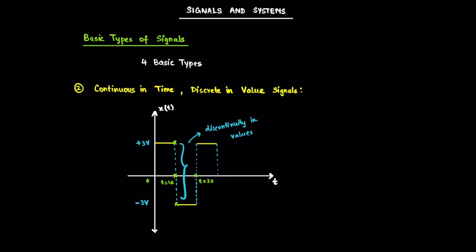So from t is equal to 0 second up until t is equal to 2 seconds, we can see that between 0 and 1 second the signal is at plus 3 volt, and between 1 and 2 second the signal is at minus 3 volt. Therefore this signal is a continuous in time signal because at any time t within the time period, the signal exists. At t is equal to 1 second and 2 second, it may exist in different points, but there is a specific value to that signal at that time.